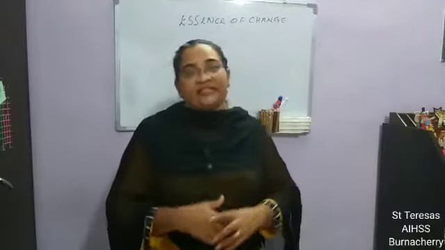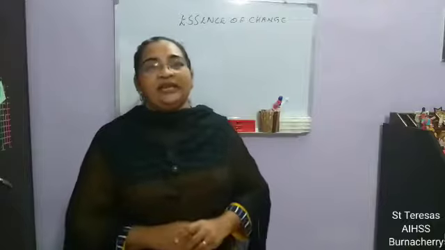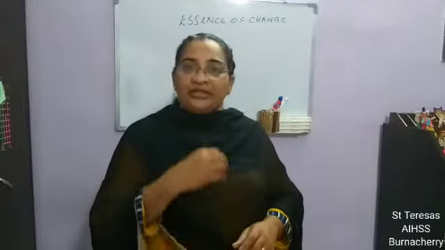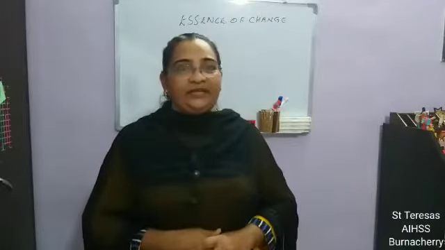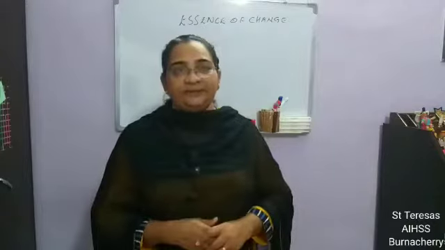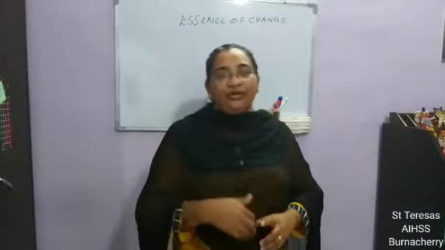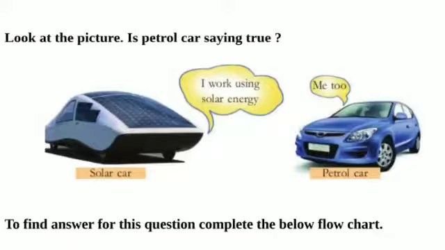So this experiment you have to write down in your notebook. So the inference is what the teacher explained just now. Is it very clear? Now, if you go into your textbook, you can see two cars are given in your textbook, isn't it?